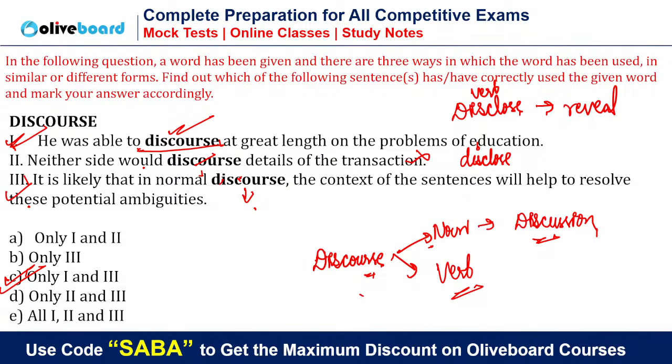I wrote that discourse is discussion. It is a noun and it is a verb. One and three are correct, not one and two. The second is wrong because here discourse, discuss, talk is not making sense, because the details you will disclose. Neither side means they want to hide, they do not want to disclose. That is the sense we are getting. I hope it is clear. As a verb also, it means the same thing: to explain something, to talk, to explain. That is discourse. Chalo, moving on to the next question.